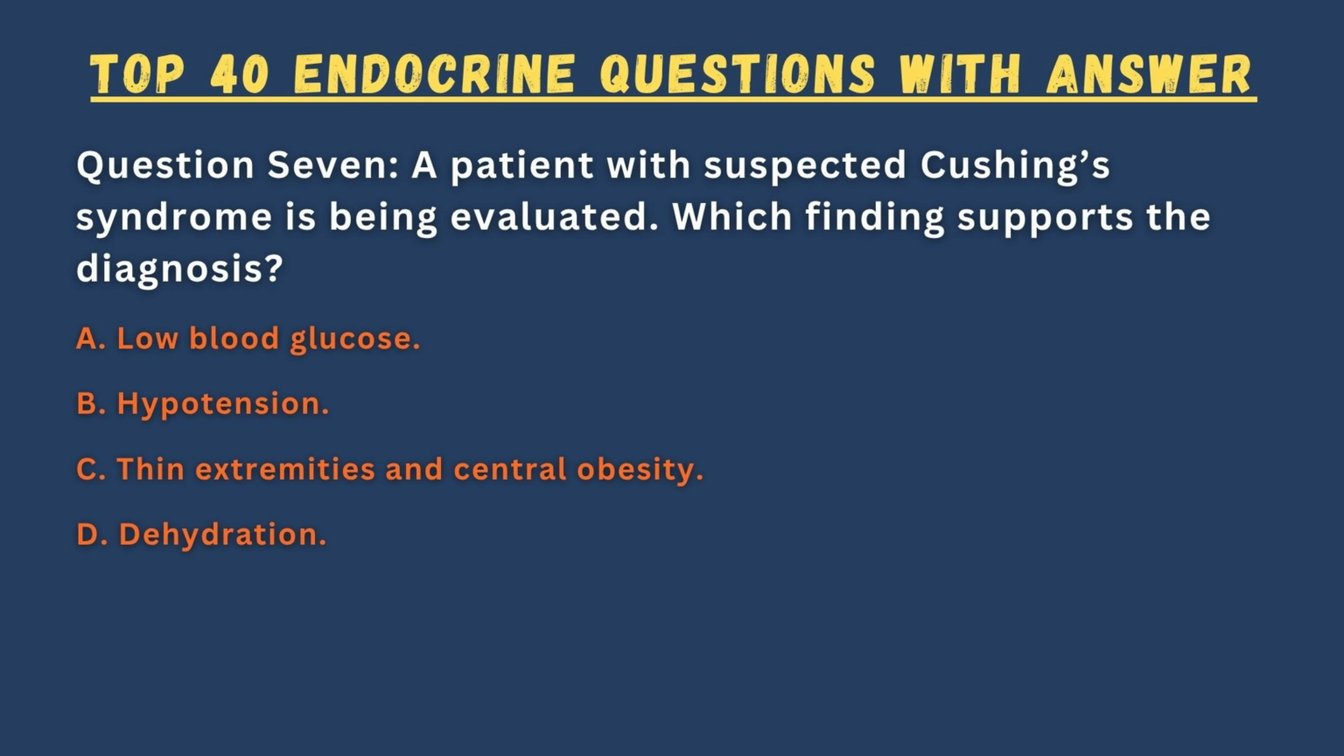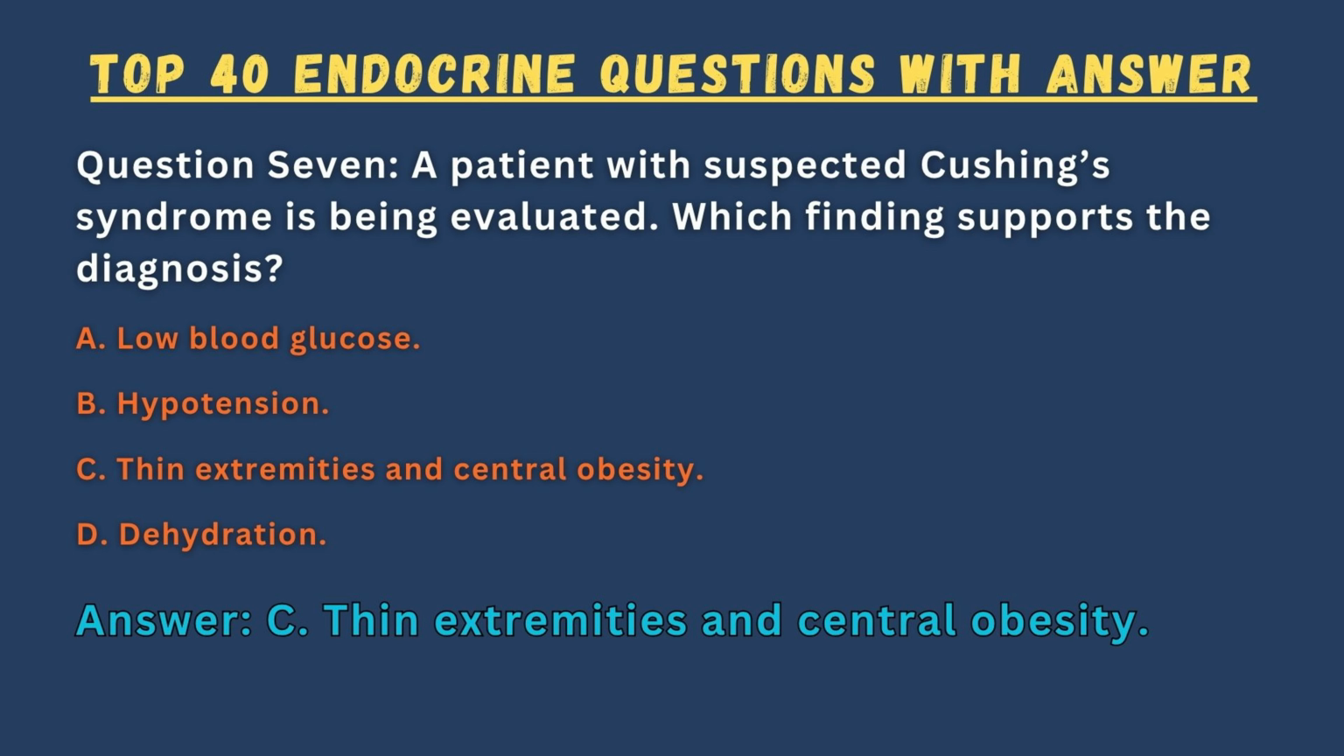Question 7. A patient with suspected Cushing syndrome is being evaluated. Which finding supports the diagnosis? A. Low blood glucose. B. Hypotension. C. Thin extremities and central obesity. D. Dehydration. Answer. C. Thin extremities and central obesity.